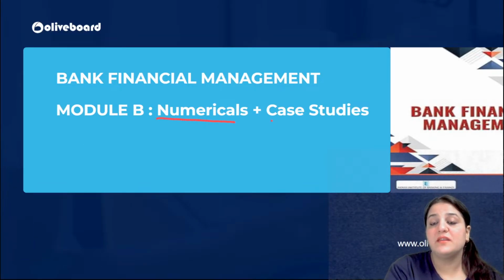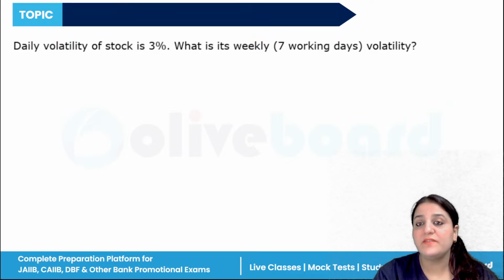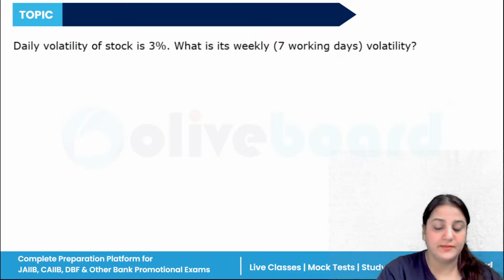Let's see some numericals and some case studies. So, first question is in front of us. Daily volatility of a stock is 3%. So, what is the weekly, 7 working days, volatility?